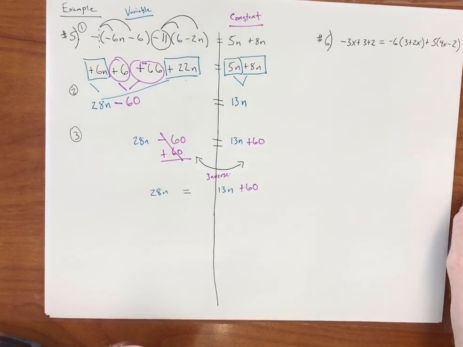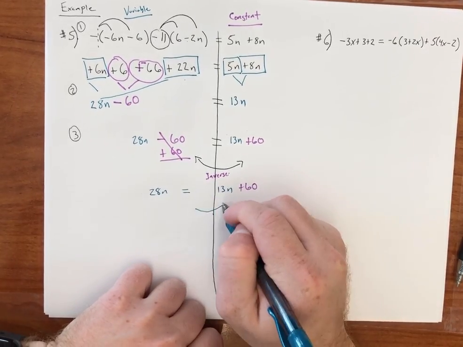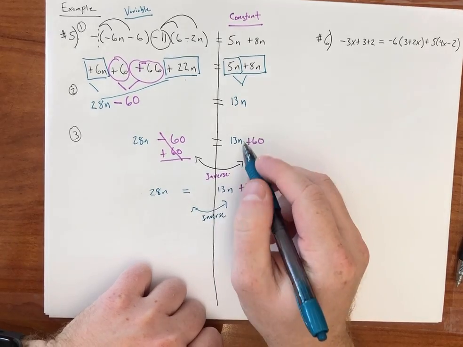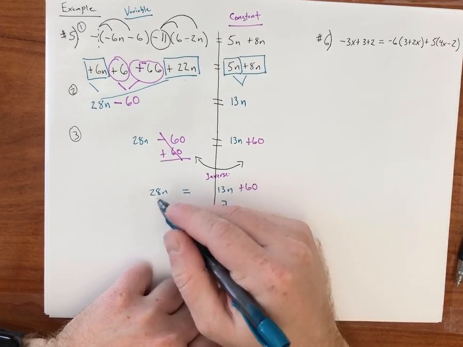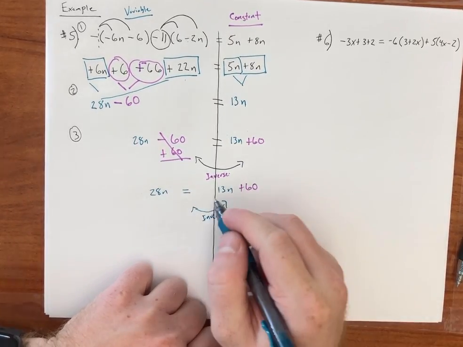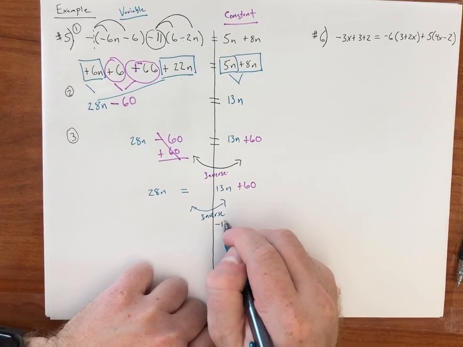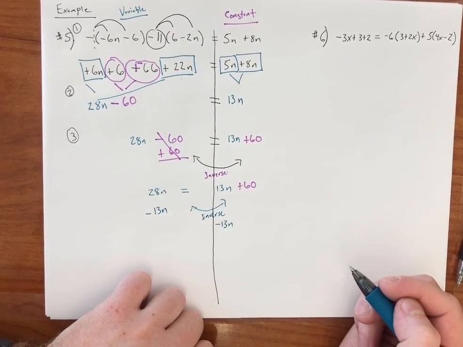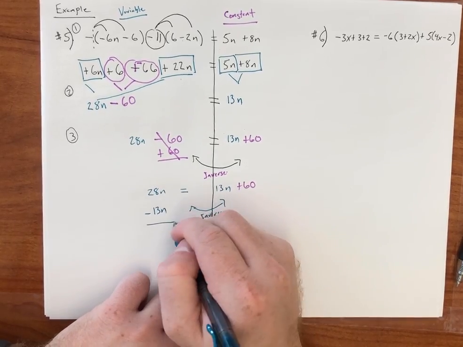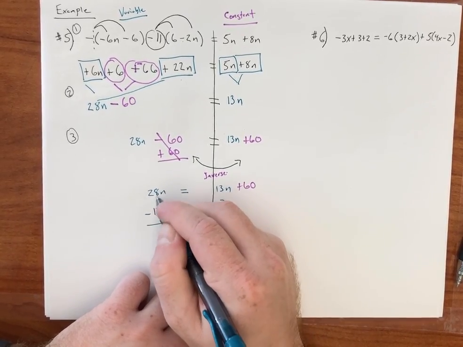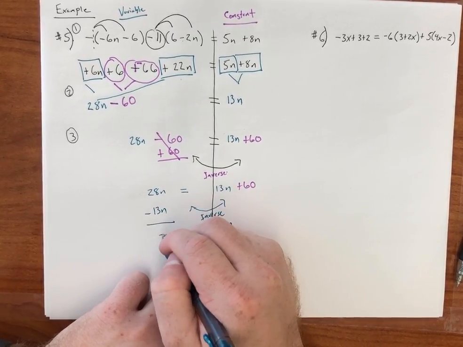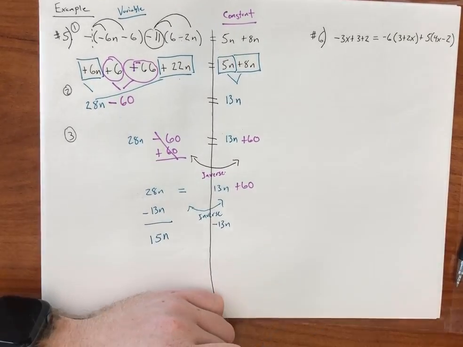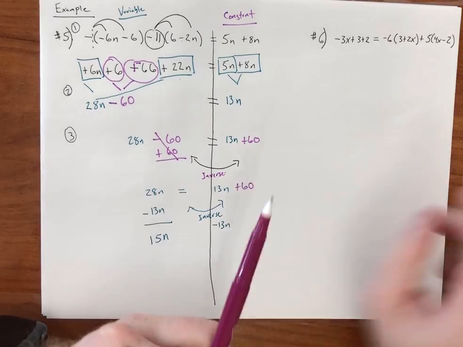Now, I have to utilize the inverse operation again because I gotta move my variables from the constant side. So from the right to the left, I need to move variables to the left. I have a positive 13n, so I need to subtract 13n. What I do to one side, I have to do to the other. So we gotta do the math here. I know that the n is gonna come down. 28 minus 13 gives me 15. So I have 15n is equal to 60.